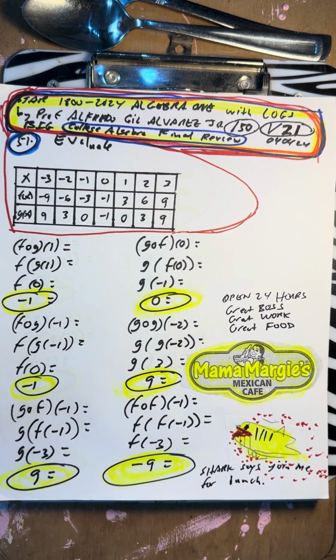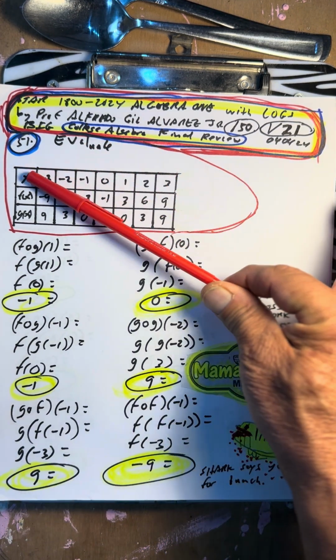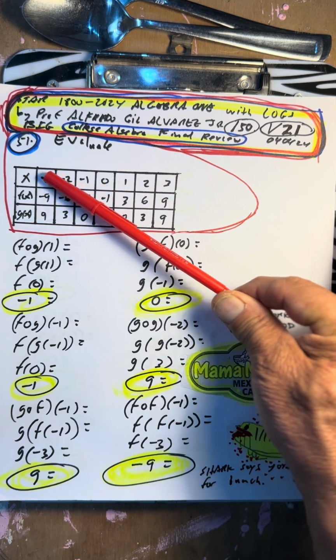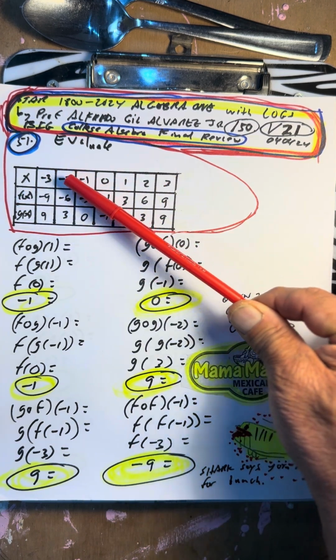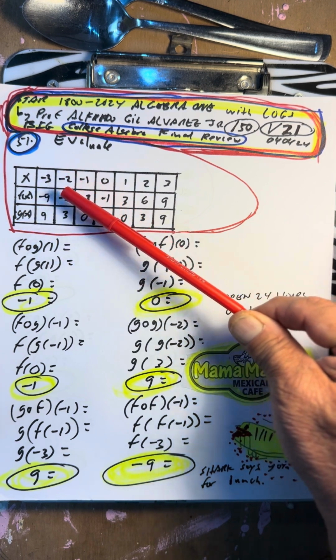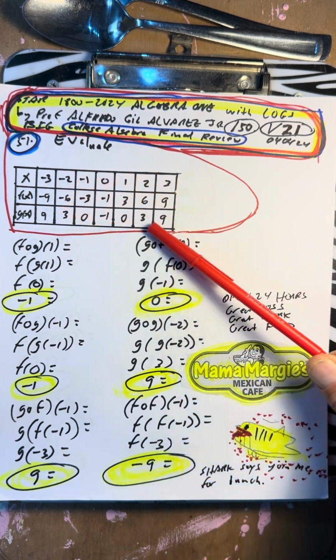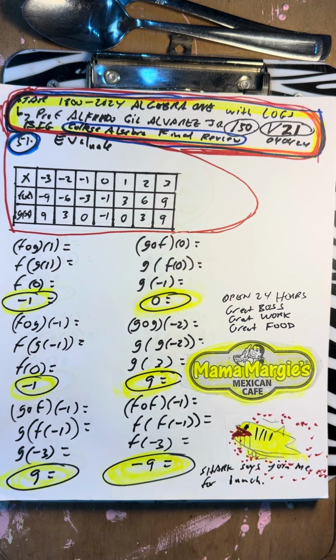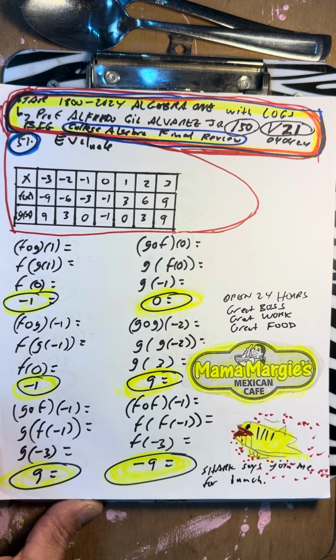All right, so we're given a table here. These are the x's, and f of x. f of negative 3 will be this, f of negative 2 will be this. Same thing for g of negative 3 will be this, g of negative 2 will be this. So this is how you get these numbers here. Now, what they want you to do is find composites. Composites of this. Okay, that's fine.